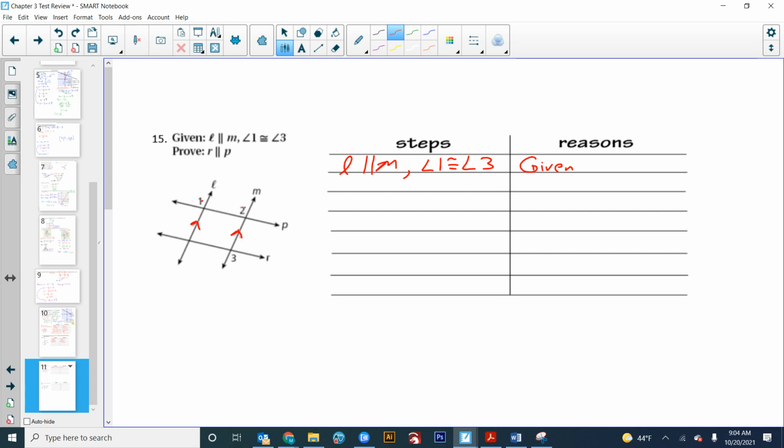Name 2 and 3. Alternate exterior. Are those alternate exterior angles congruent? Only if the lines are parallel. Are we told P and R are parallel? No. So you cannot say 2 is congruent to 3 alternate exterior angles. That would be wrong. Okay? You cannot say that. But we can say angle 1 is congruent to angle 2. Reason? Corresponding.